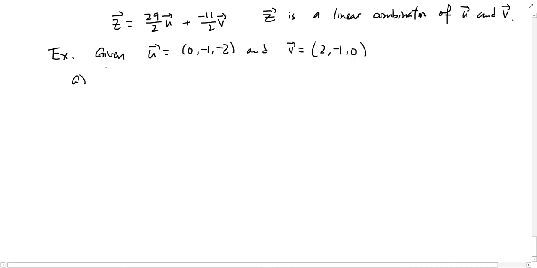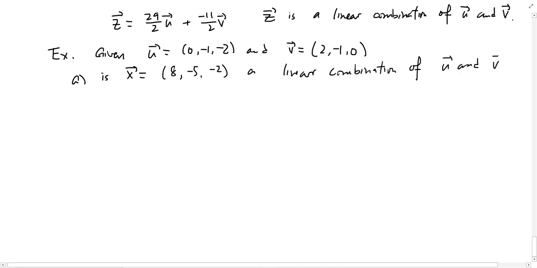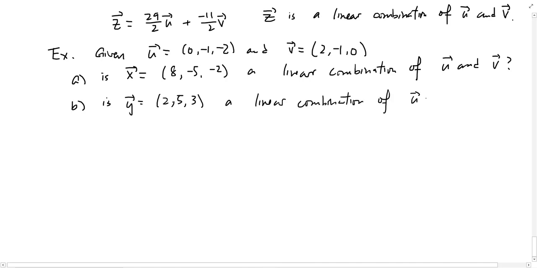Two questions I would like you to do. Number one, is vector x, which is 8, -5, -2, a linear combination of u and v? And then a similar question: is vector y, equal to 2, 5, 3, a linear combination of u and v?